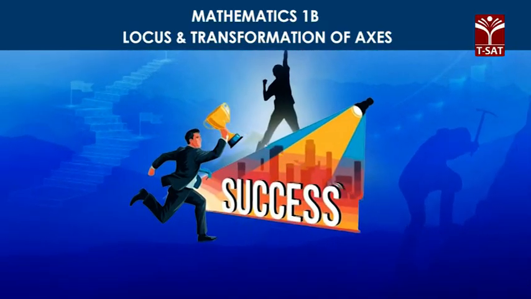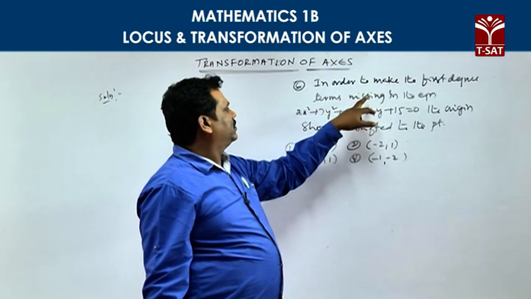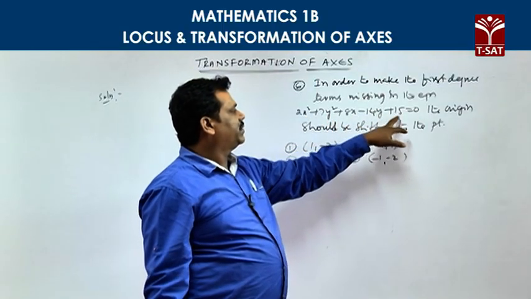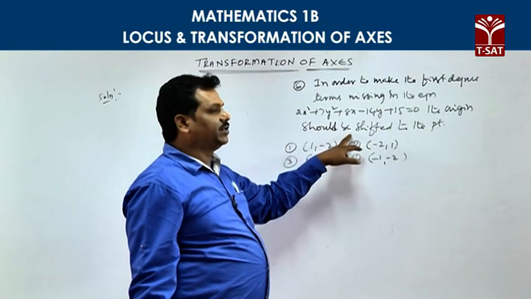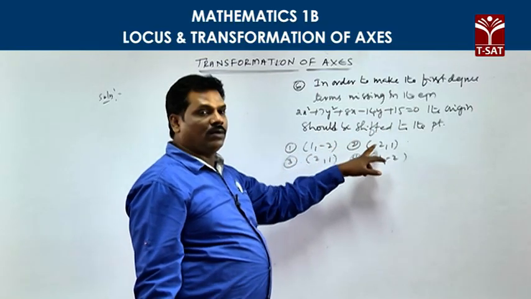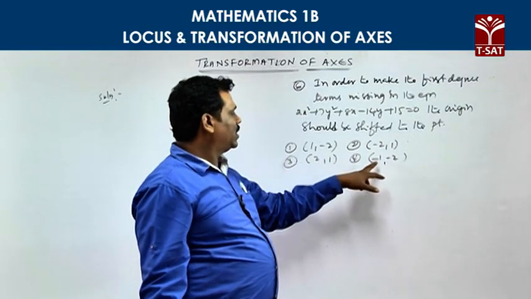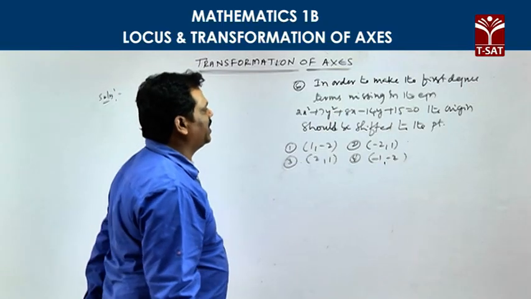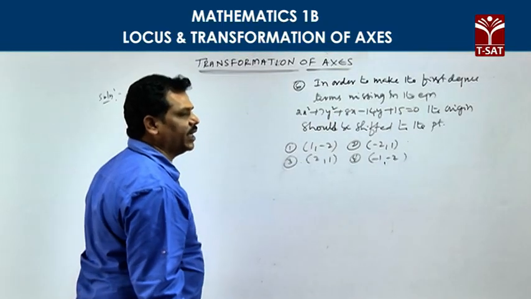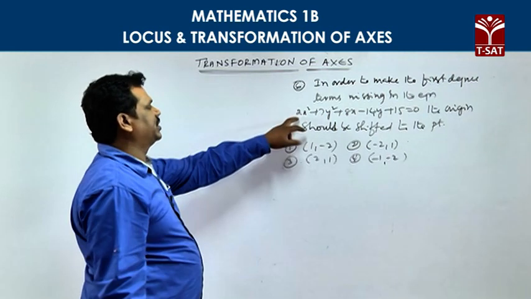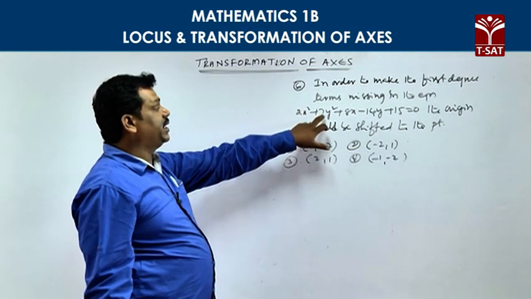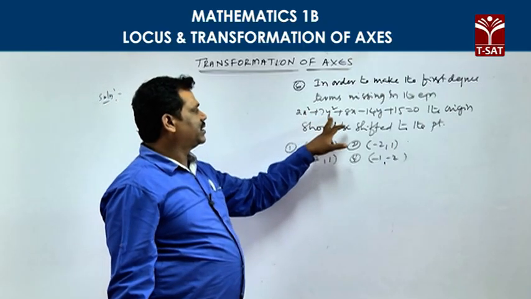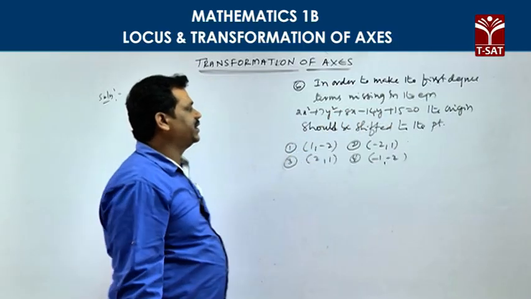In order to make the first degree terms missing in the equation 2x square plus 7y square plus 8x minus 14y plus 15 equal to 0, the origin should be shifted to the point: 1 comma minus 2, minus 2 comma 1, 2 comma 1 and minus 1 comma minus 2. Making the first degree terms missing means removing the x and y terms in this equation. It is in the form of ax square plus by square; the hxy term is not there here, and the 2hx term is not there.